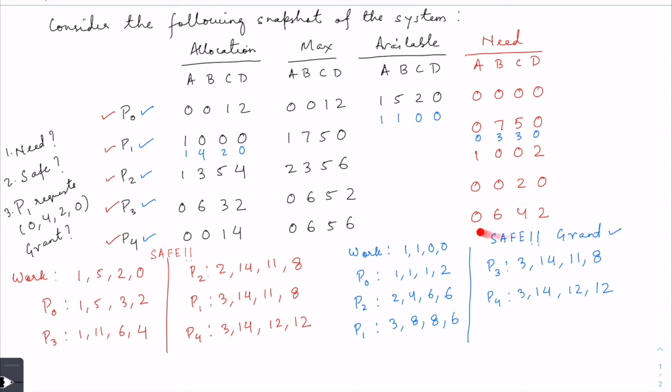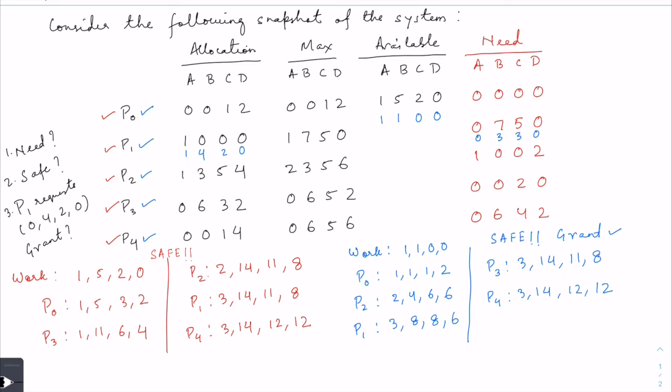Its need is 0642 and that can be satisfied by the work pool that we have here, 314.11.8. So we also mark P4 as done. We take its allocation and add it back to the work pool and we get this. In the end, we see that all the processes were able to finish execution and we conclude that this is a safe state. Let's move on to the next question.